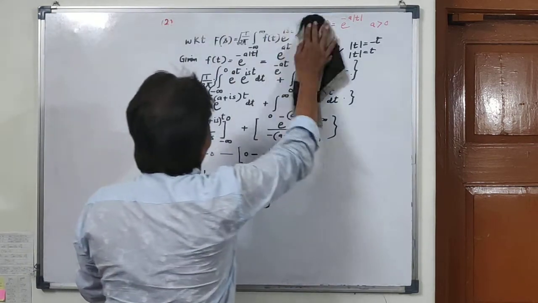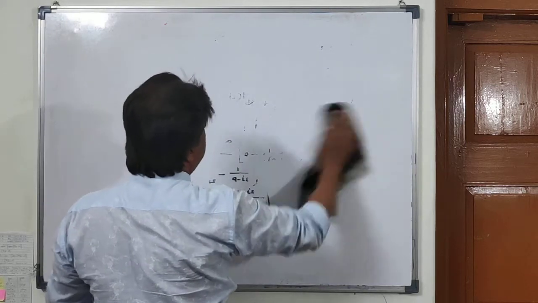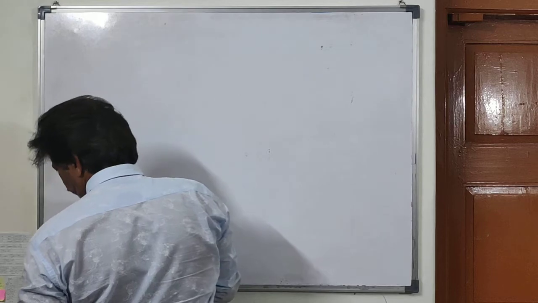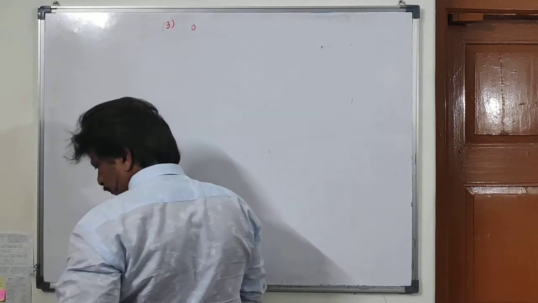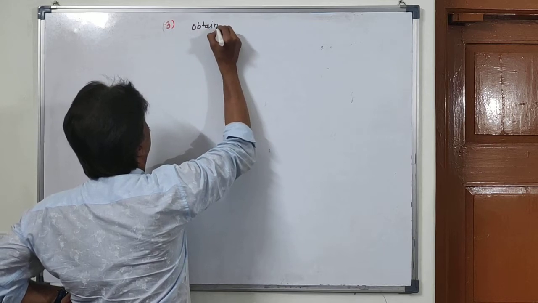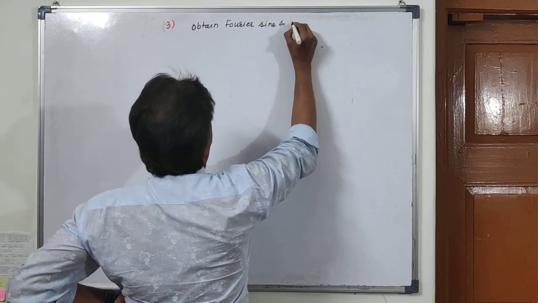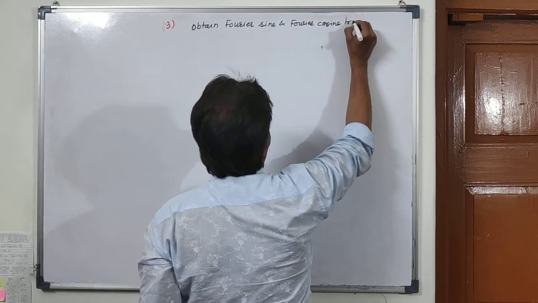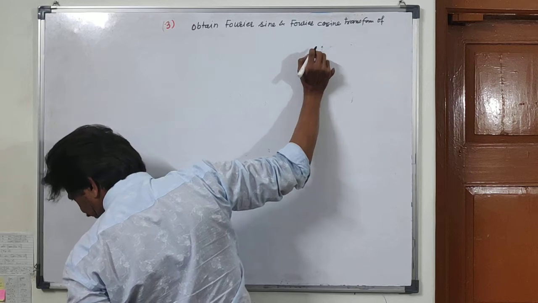Now, third example. Obtain Fourier sine and Fourier cosine transform of e to the power minus mx.